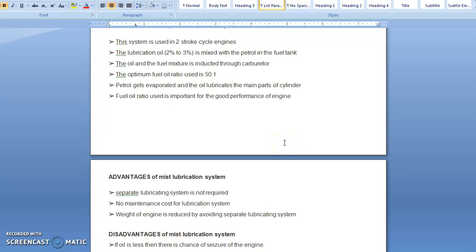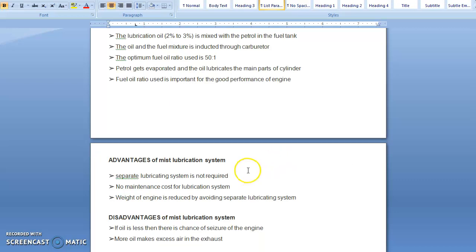When the fuel goes into the crank chamber during engine operation, the oil particles go deep into the bearing surfaces and lubricate them. By using this type, that means the gravity type lubricating system, components like piston rings, cylinder walls, piston pin, etc. can be easily lubricated.